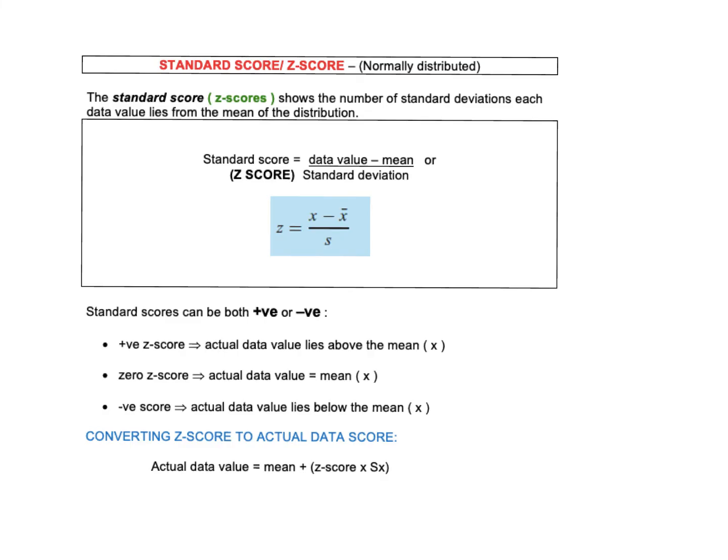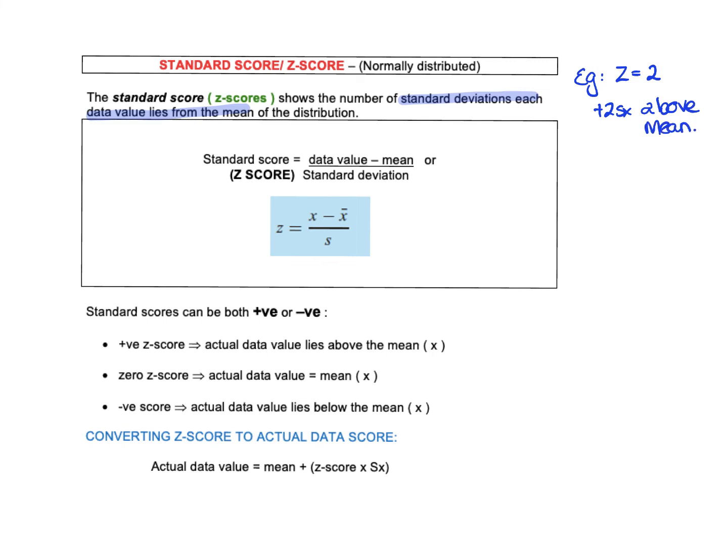Alright, so now we're going to look at a standard score or a Z-score, and all that is telling you is how many standard deviations you are away from the mean, yeah? So if you think about it, I'll just give you an example. If your Z-score was 2, then you are +2 standard deviations above the mean.